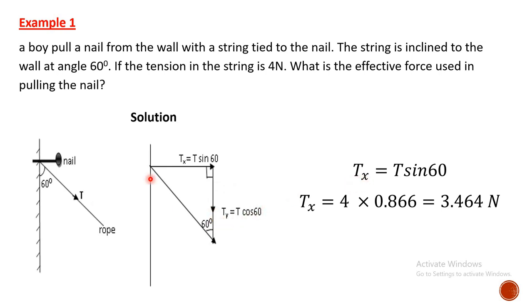So Tx, just like we've written, is T sine 60. Our T is the force on this rope, and it was given in the question to be 4 Newton. So we'll put that into this formula and then find sine 60 with our calculator. We'll multiply both of them, and we'll get 3.464 Newton as the force pulling the nail out of the wall.